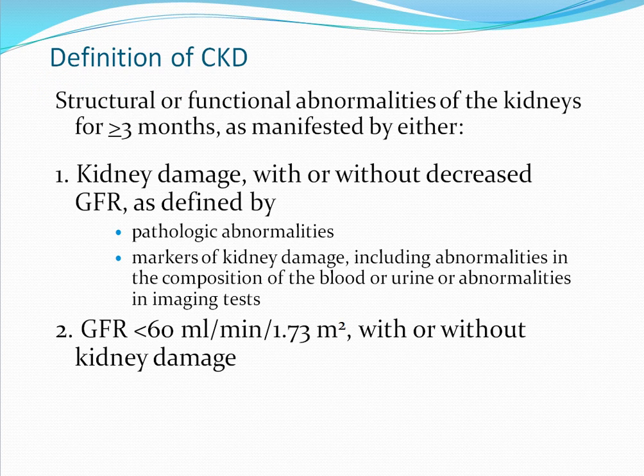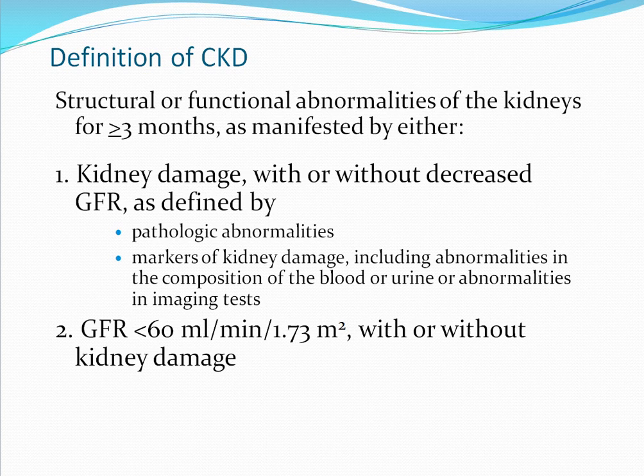Now, as the name itself tells, it's a chronic disease. In order to diagnose somebody with chronic kidney disease, you need a structural or functional abnormality of the kidneys which lasts for more than or equal to 3 months. How do you demonstrate this? By calculating somebody's glomerular filtration rate, that is GFR. And the way you calculate the glomerular filtration rate is by calculating the creatinine in the blood.